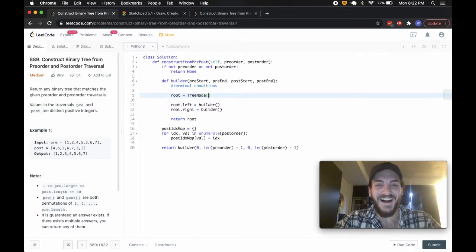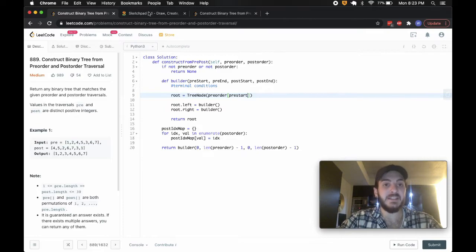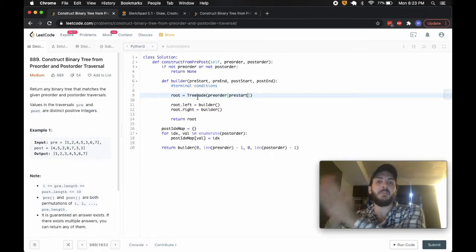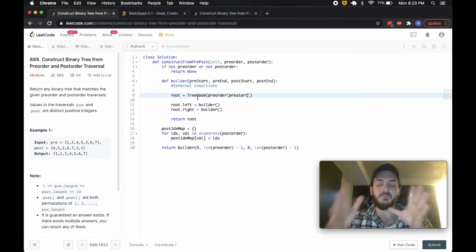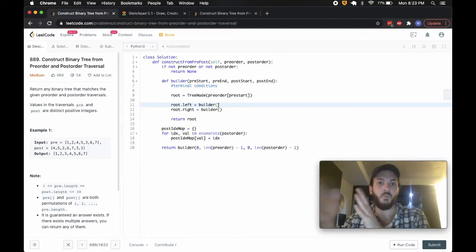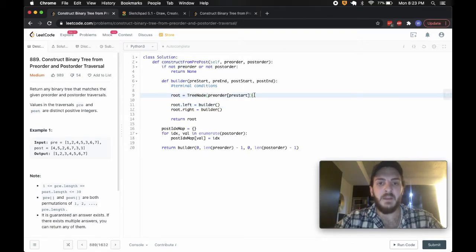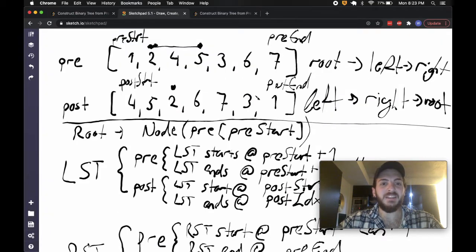I'm going to take preorder, and I'm going to have to refer to a specific index. The index that I want is always going to be my pre-start index. In this case, it's 0 by default, and so this will allow us to simulate that pre-order walkthrough that we used to have. But again, it's now going to slightly depend on what part of the tree we're calling.